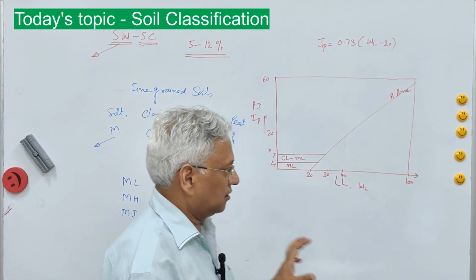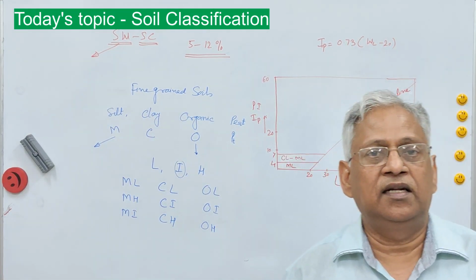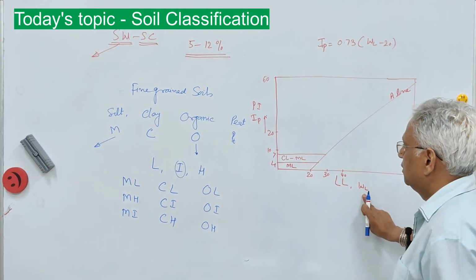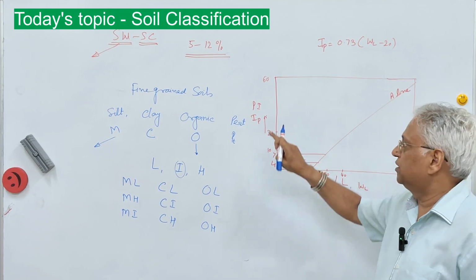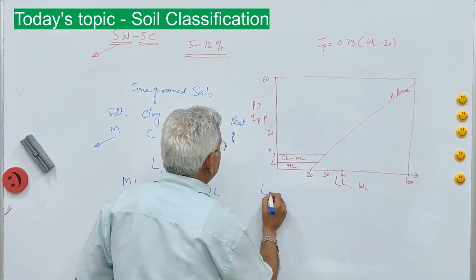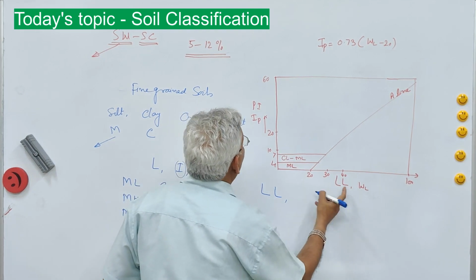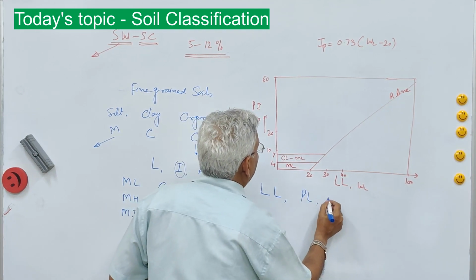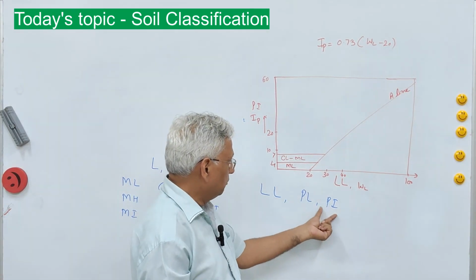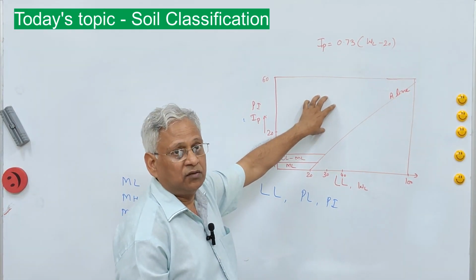Now, what is the procedure to classify a fine-grained soil? The procedure is that you first find out the liquid limit, plastic limit and plasticity index of the soil. So, you know the liquid limit, that is WL, plastic limit and plasticity index. Now, once you know liquid limit and PI value, plot these points on this chart, which we call the plasticity chart.